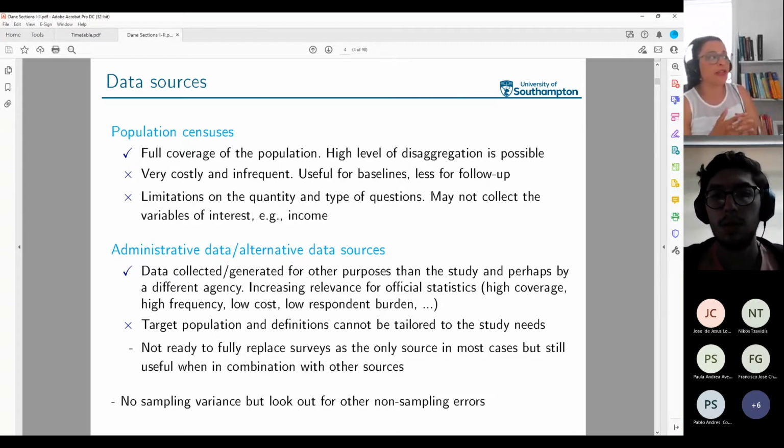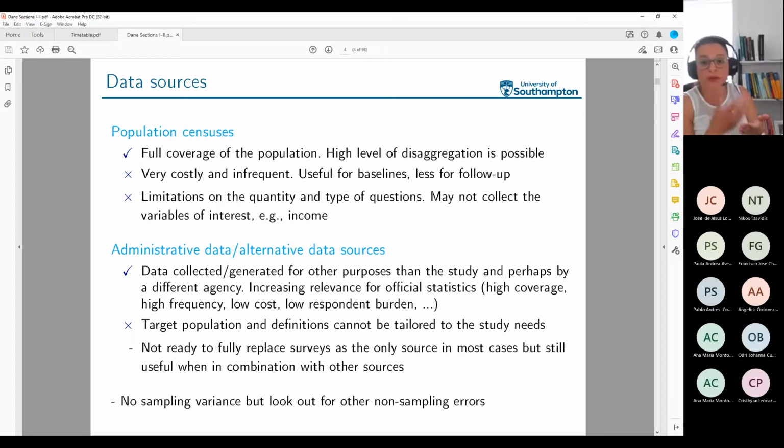Administrative data has high frequency. Generally, you have things like taxes yearly, and so on. It is information that is low cost to collect because it has already been collected for different purposes, but it's already available. And at least in theory, it has low respondent burden. You don't have to go back to the source again and again and ask for the same information. They have already provided it, so being able to reuse it instead of having to ask it twice is something that is very good.